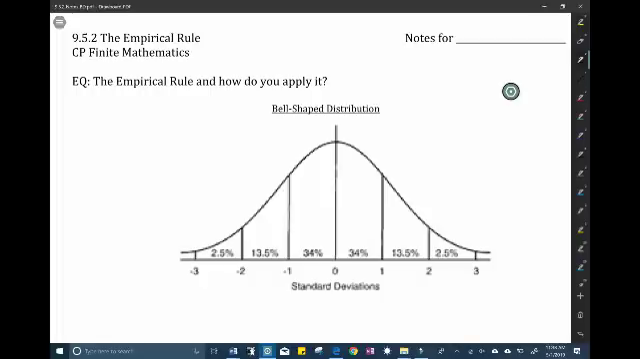And welcome guys to another lesson here in CP Finite on the empirical rule. What is the empirical rule and how do you apply it is our essential question.